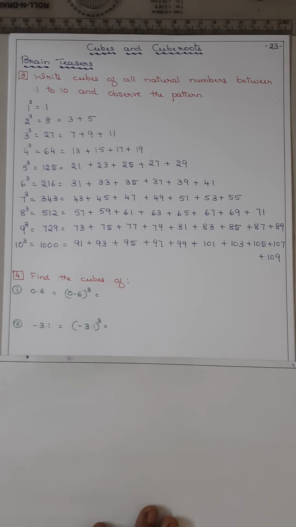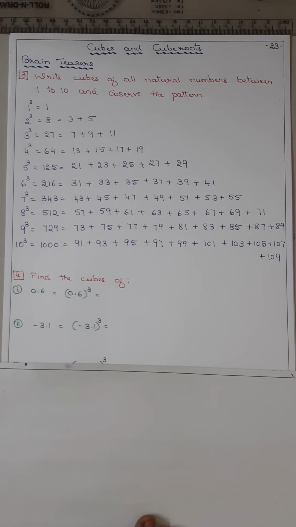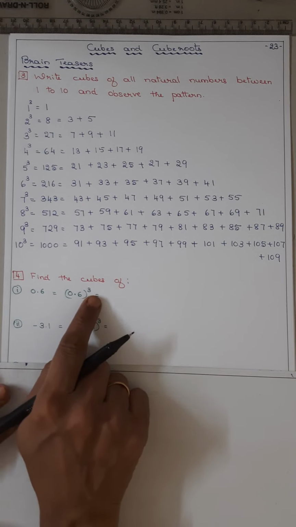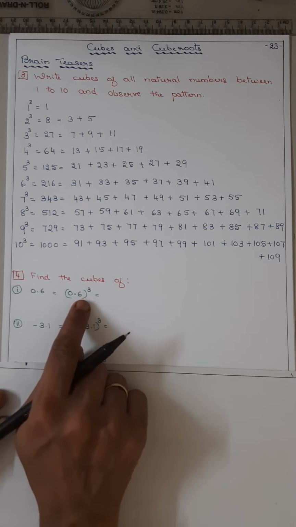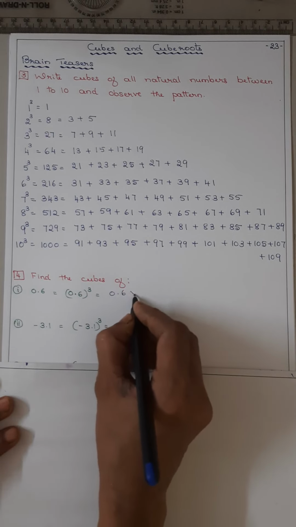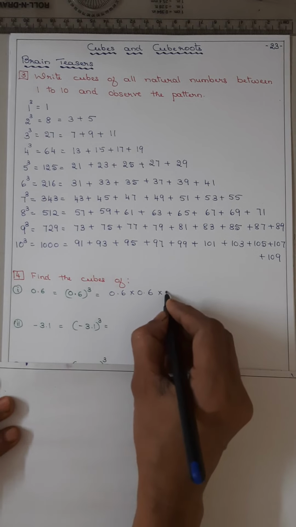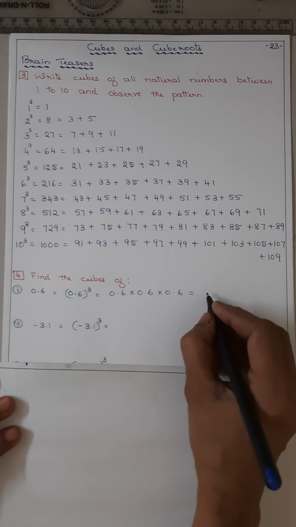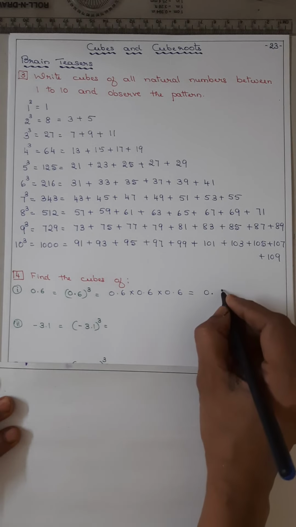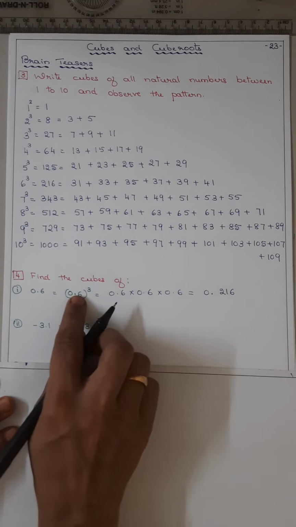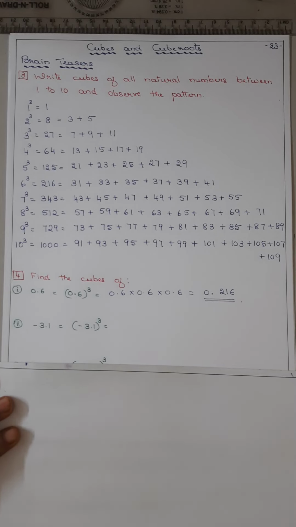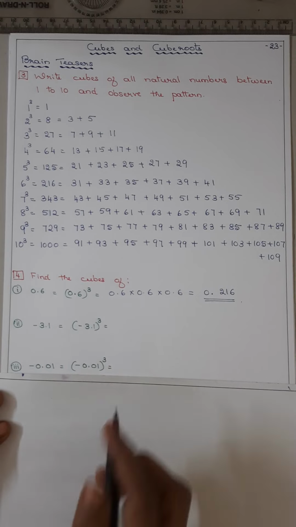Now coming to find the cube of 0.6, the whole cube. The cube of 6 is how much? 216. So you can write 216, and the decimal is 1 decimal place, so the cube will have 3 decimal places.